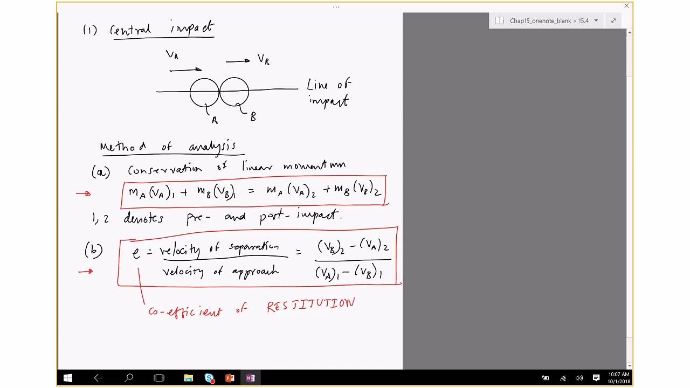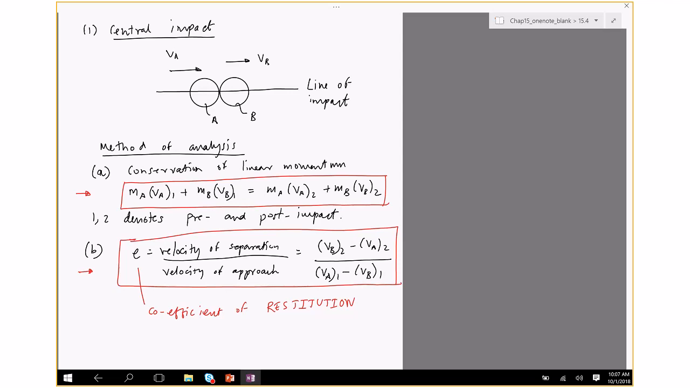Okay, it's very important that you write it so that everything above in the numerator is 2, which is after impact, and everything below is 1, before impact, and it's VB minus VA. If you have VB minus VA on top, then you need to put VB minus VA on the bottom too. You can switch the signs. If you switch the terms in the numerator, just switch them in the denominator. It doesn't matter how you have it. You could put VA2 minus VB2, but then you'll have to have VA1 minus VB1.